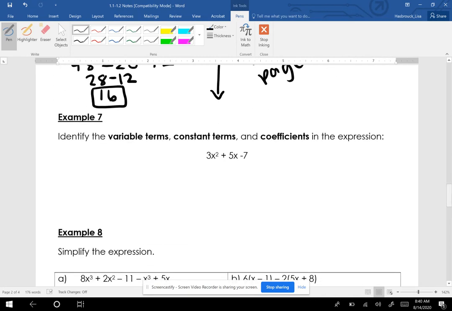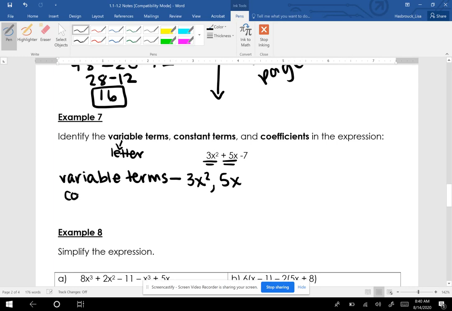Okay, next example. In example 7, we're going to identify the variable terms, constant terms, and coefficients in the expression. Okay, so variable terms, that means they have a letter in them. So for our variable terms, we have 3x squared and 5x. You do want to pay attention to the signs in front when you determine these answers. So that becomes important with constant terms. Because that's a minus 7, which means our answer for constant terms is a negative 7.